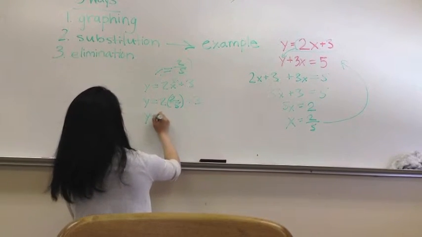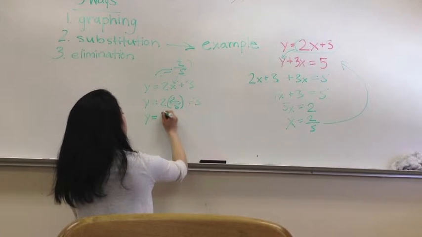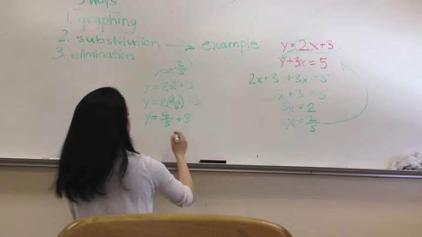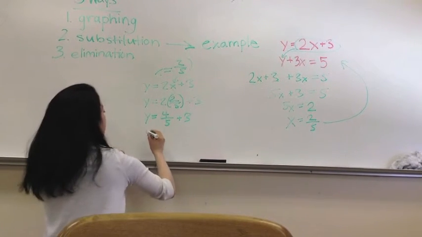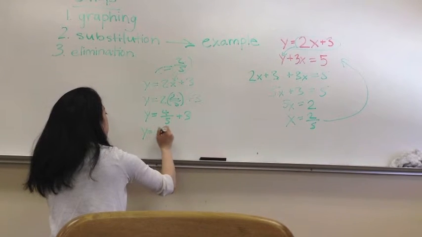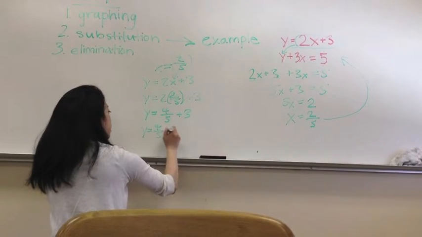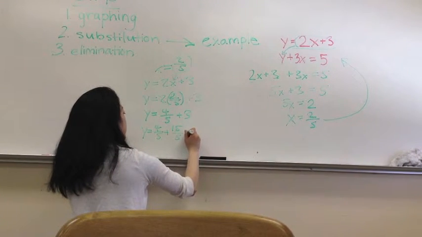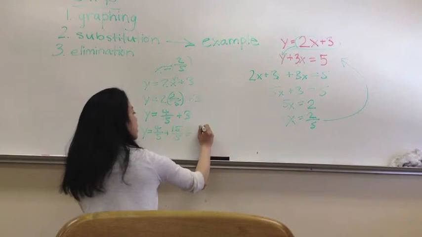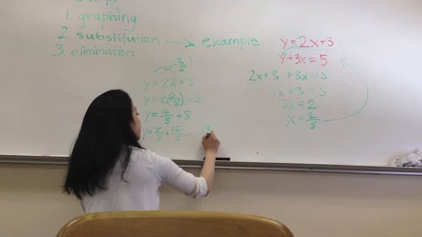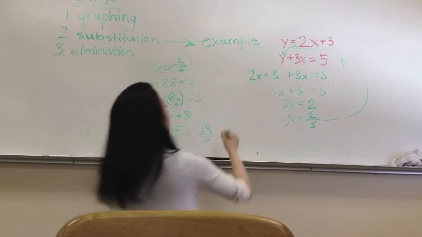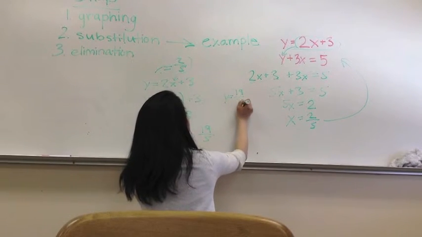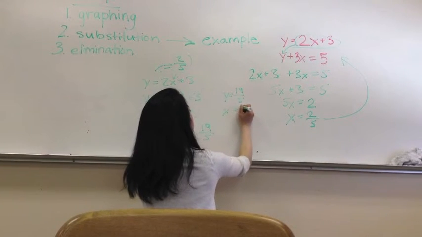Now we can solve for that. So y equals 2 times 2/5, which is the same as 4/5, plus 3. And then now we have to make these fractions match. So y equals 4/5 plus 15/5, which is equal to 4 plus 15, which is 19/5. So now we have our solution of y equals 19/5 and x equals 2/5.